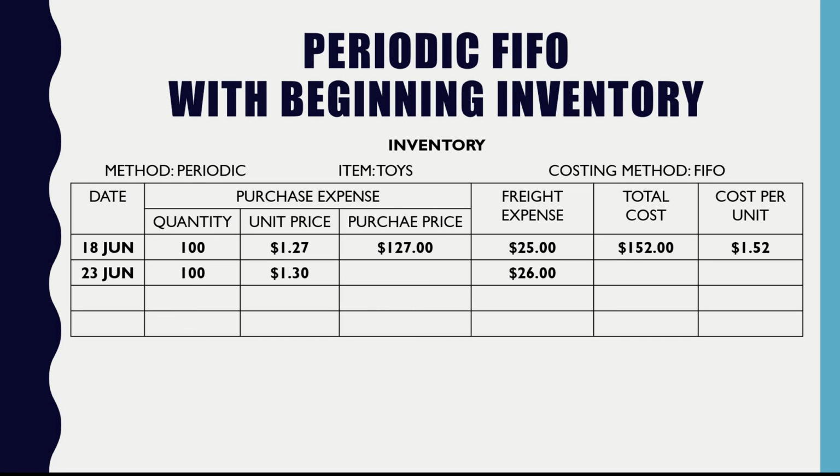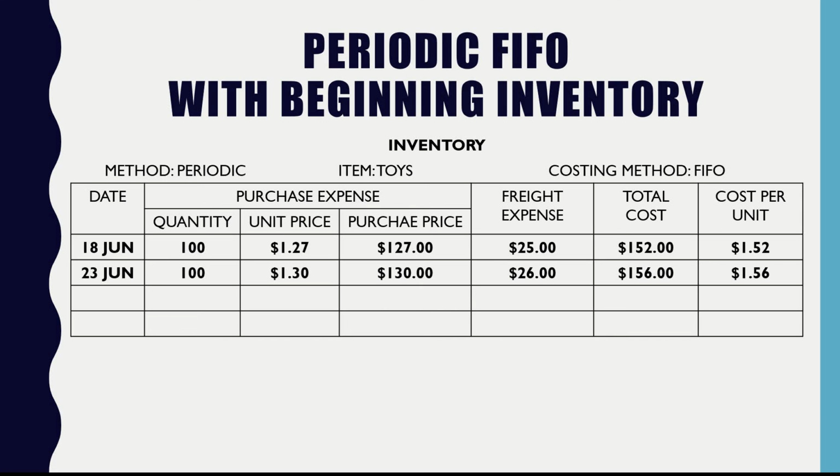Same thing with the second one. We're going to take quantity times our unit price to give us a total of 130, and the total cost plus 26 gives you 156, to give me a total cost of 156.